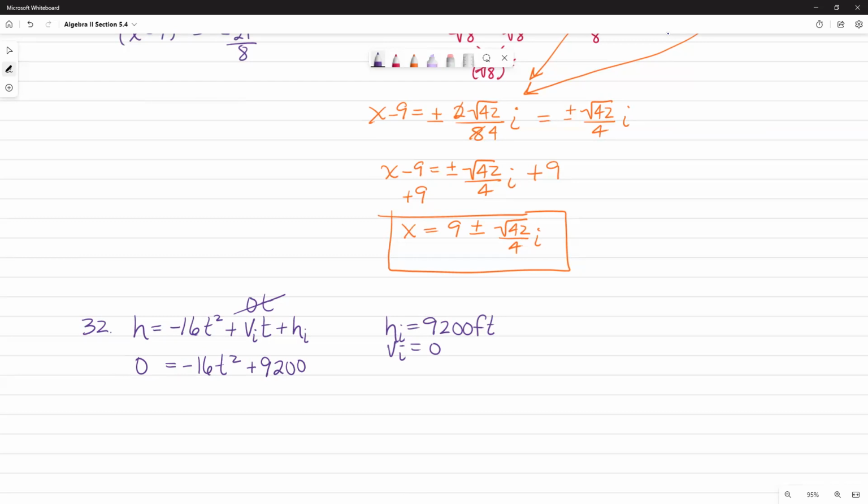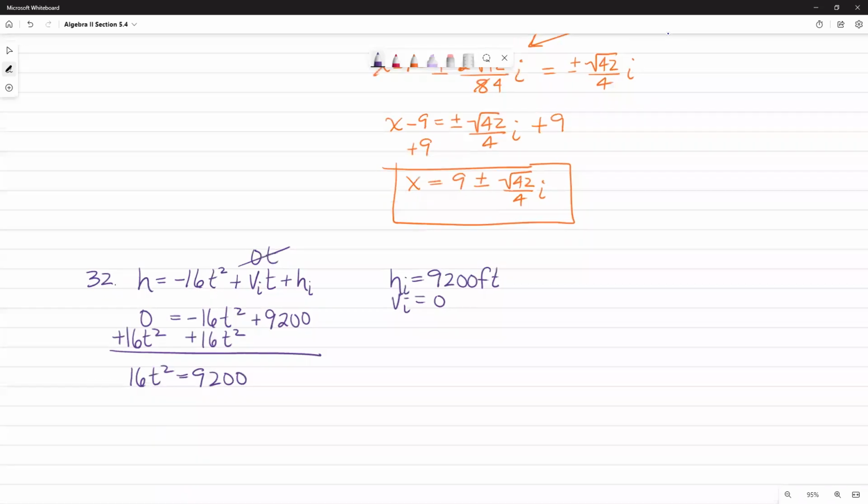Okay, so I am going to move my negative, because I want my t squared term to be on the left. So I'm going to move this t squared over here. I end up with 16t squared, and now everything's nice and positive, equal to 9,200. But I also need to divide by 16. Because the t is my only squared term, the 16 is not being squared. Okay, I feel like 16 goes into 92.